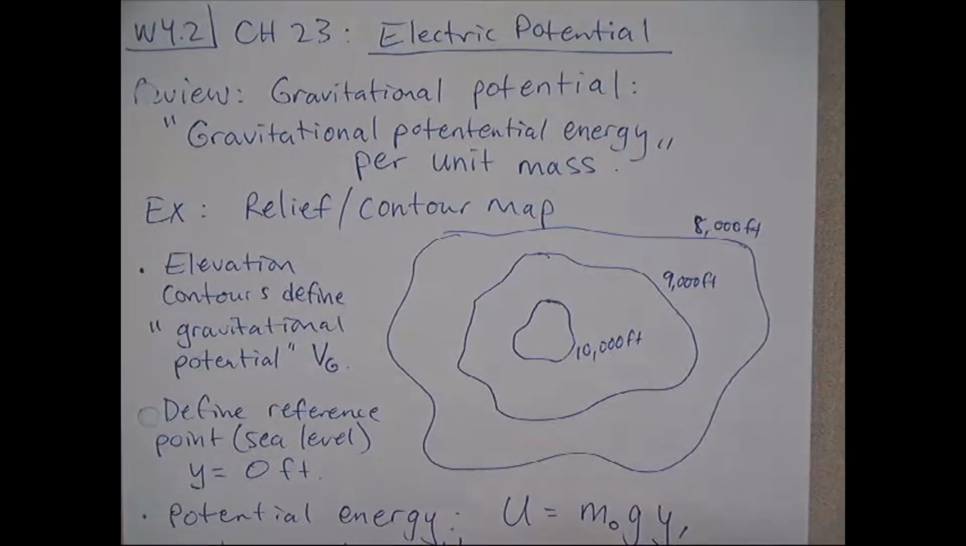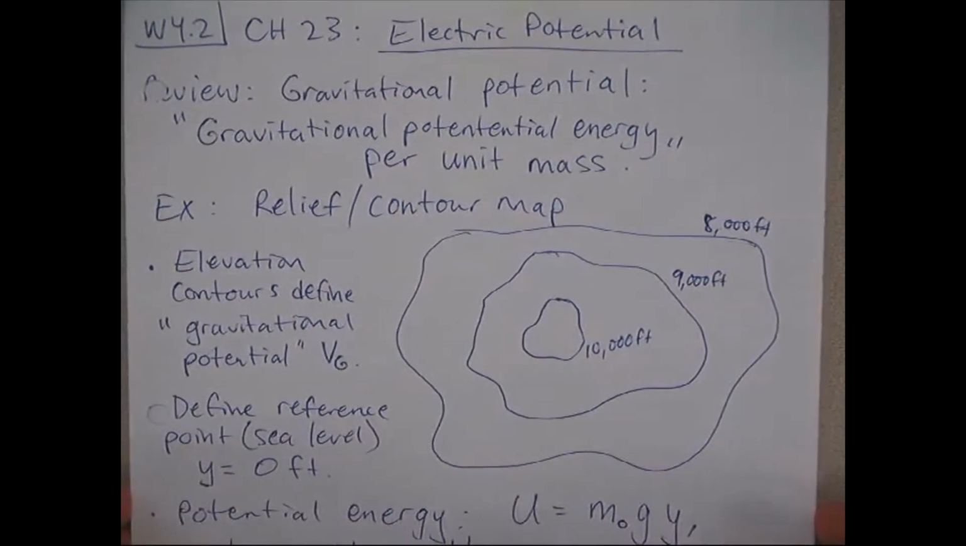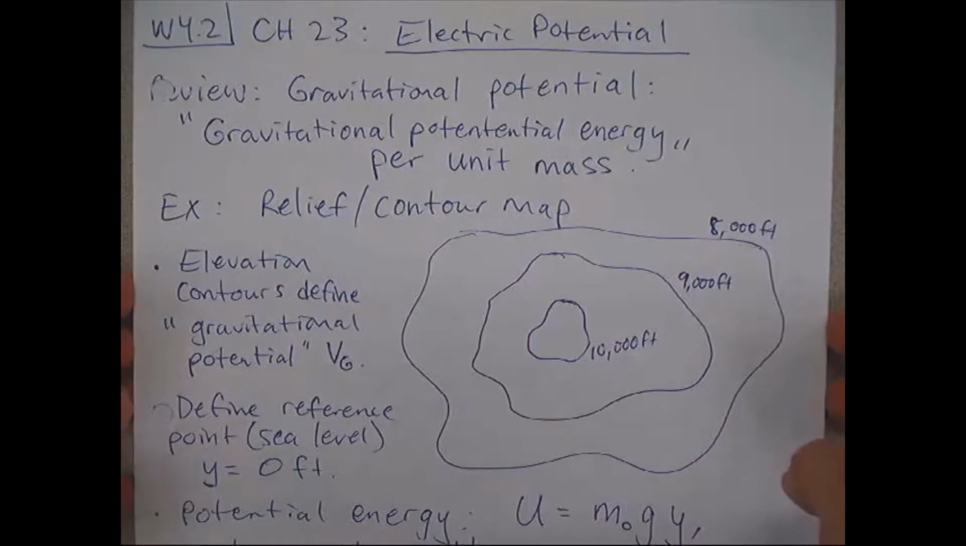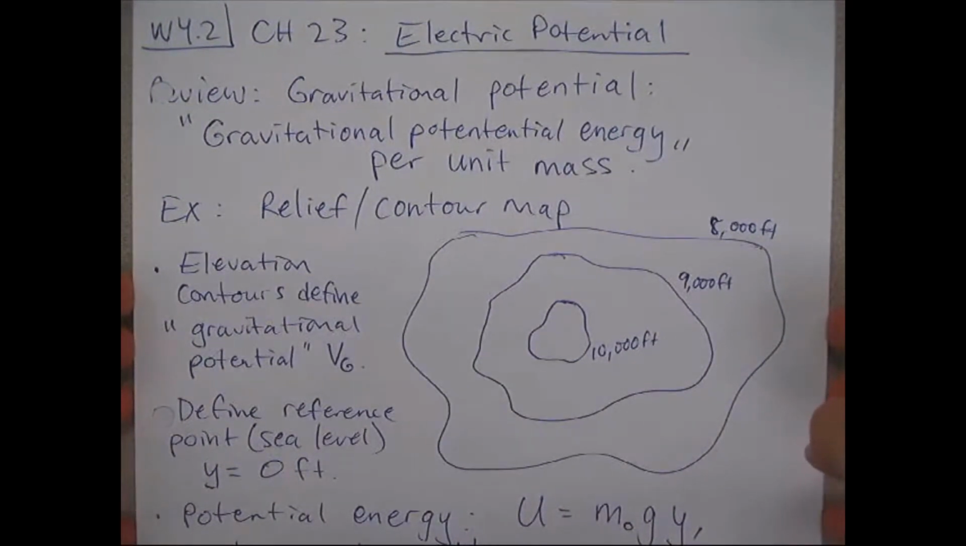The best analogy for voltage or electric potential is the gravitational potential. You may not have used this language in University Physics 1, but gravitational potential, if you leave off the word energy, has a defined meaning. It is defined as the gravitational potential energy per unit of mass.